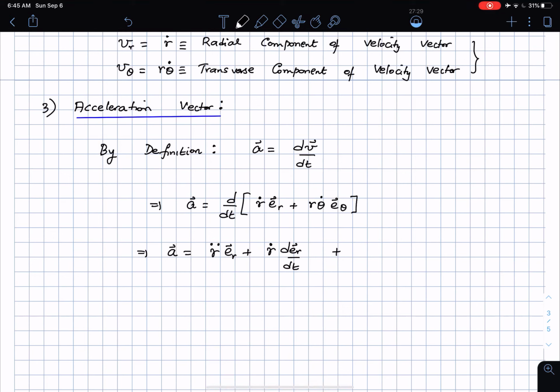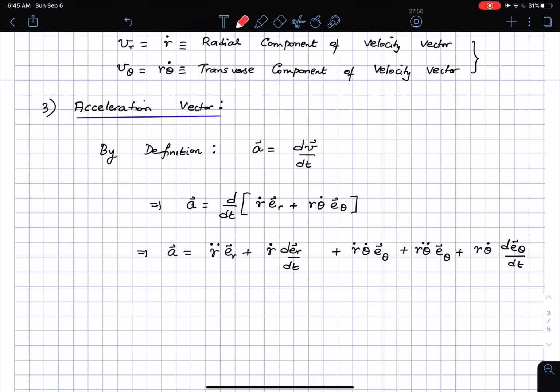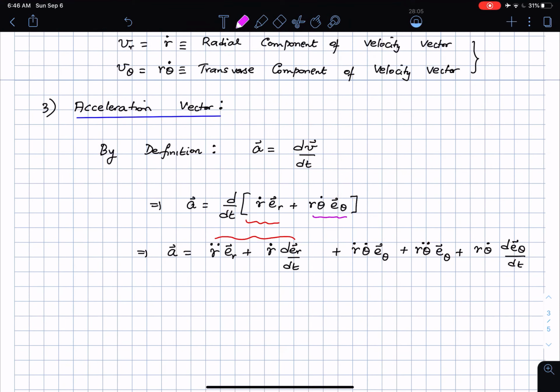Then this is going to be the next time derivatives. I'm going to have three pieces in it: r dot theta dot e theta, the differentiation of r, then the differentiation of theta with respect to time one more time, so that's theta double dot, and then lastly r theta dot de theta by dt. This one corresponds to the entirety of the time derivatives for all of that.